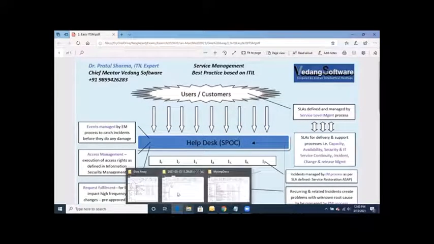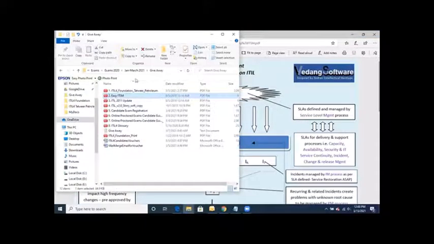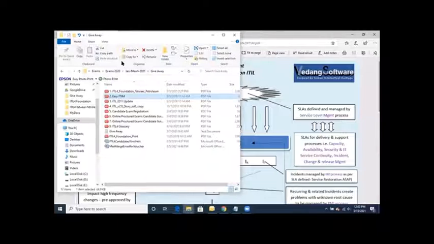Other than this, what we will do in our session, you can mute your mic right now. जब बोलना हो तो unmute कर लेना, ठीक है?